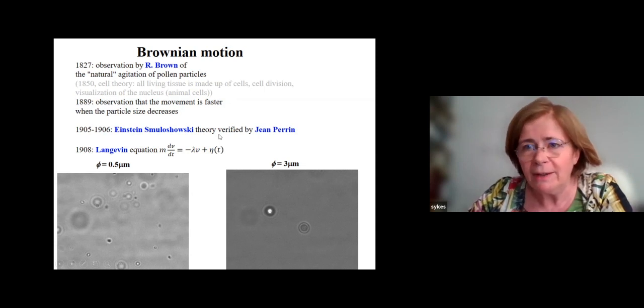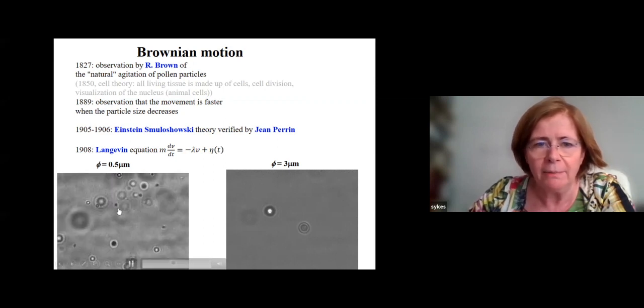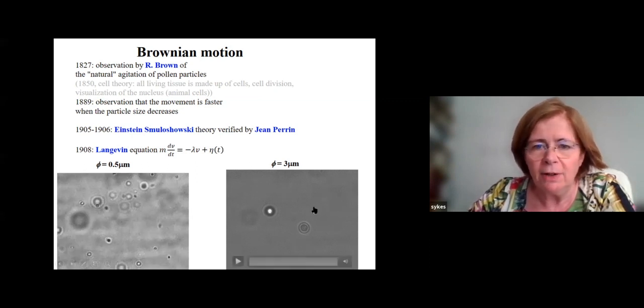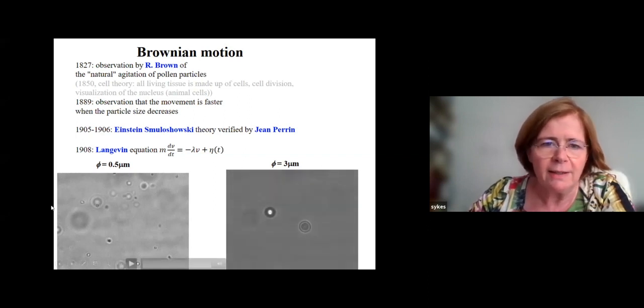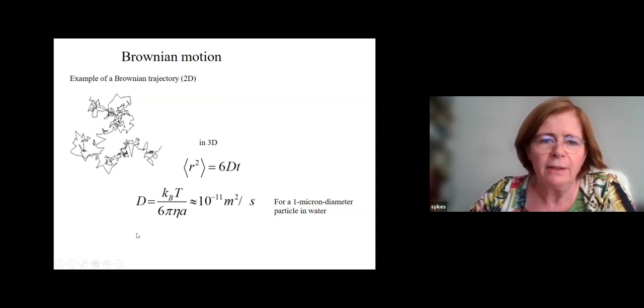I took two videos under my microscope of beads of half a micrometer in diameter here, and this is purely passive, temperature-dependent movement. These are slightly bigger particles, and you see that they are not as fast as these ones. Just to remind you, this is an example of a Brownian trajectory, and then we can derive the diffusion coefficient of this movement. This is the order of magnitude of the diffusion for a 1 micron diameter particle in water.